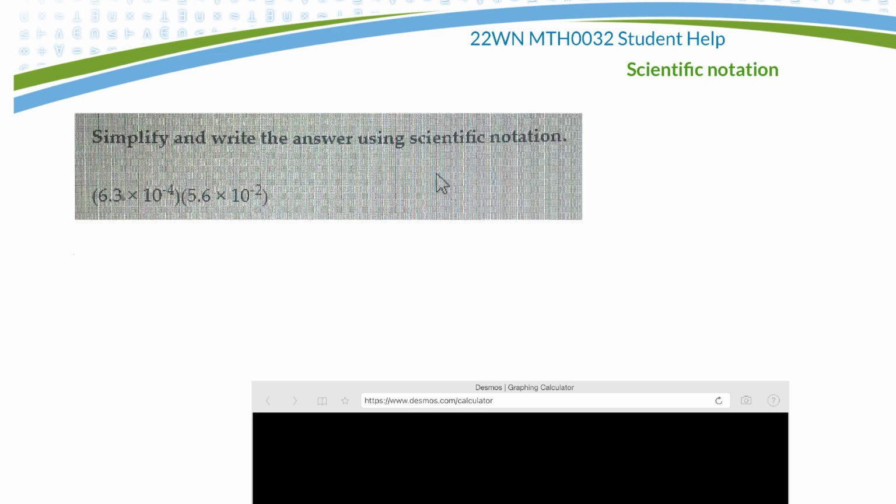Right, here's a question where you're asked to simplify and write the answer using scientific notation. In the book, they often will tell you to multiply these two numbers together. Let me see what that comes out to be.